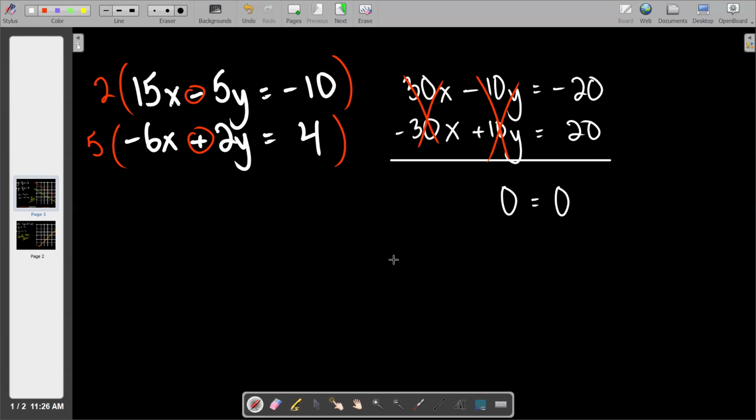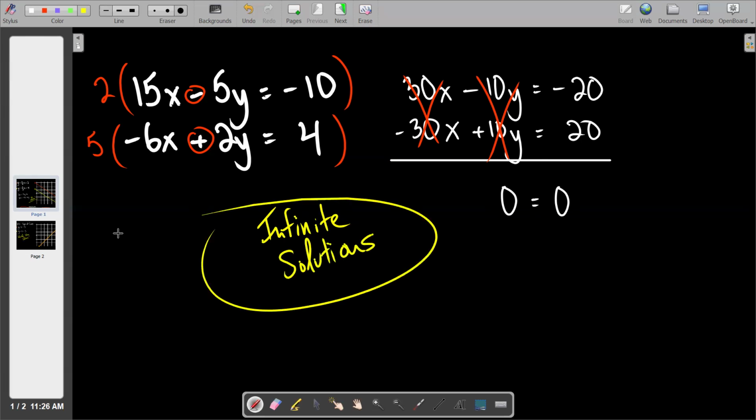And does 0 equal 0? Yes, it does. What does that mean? It means they were the same line from the beginning. We just maybe didn't notice it. So this one has infinite solutions. So do you have any questions about that?